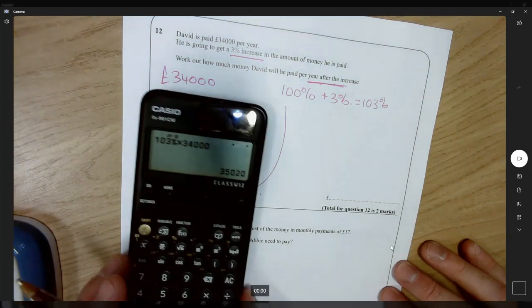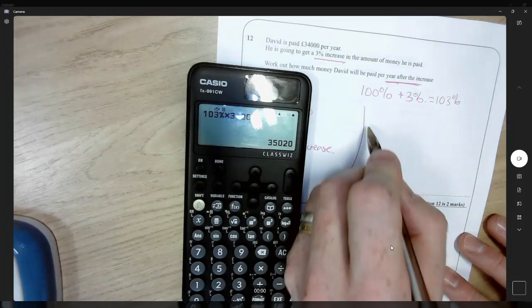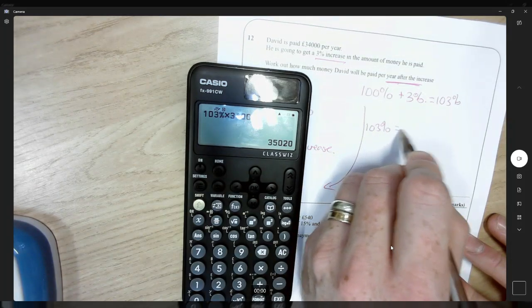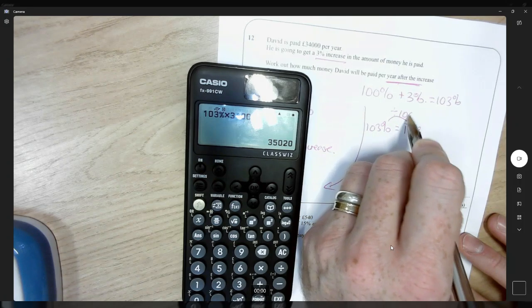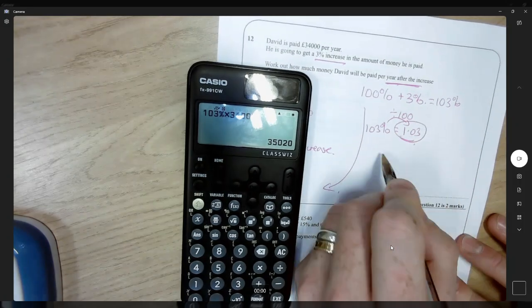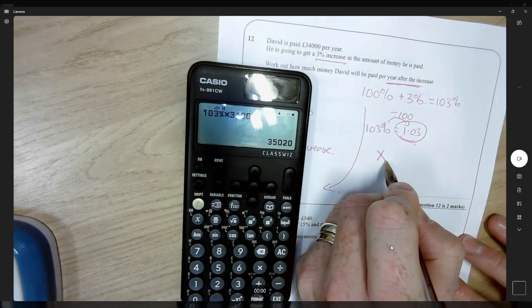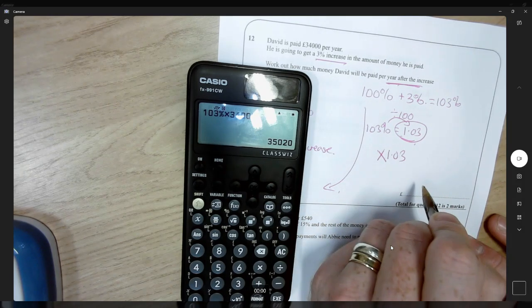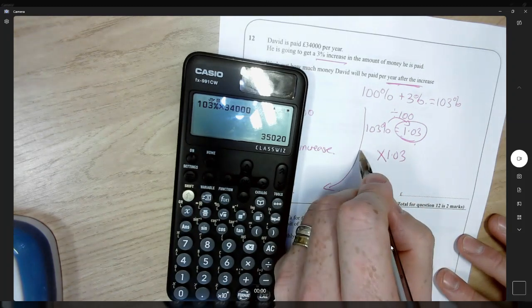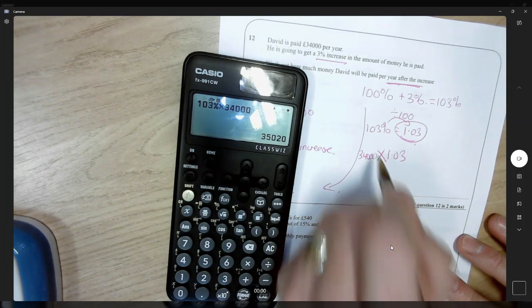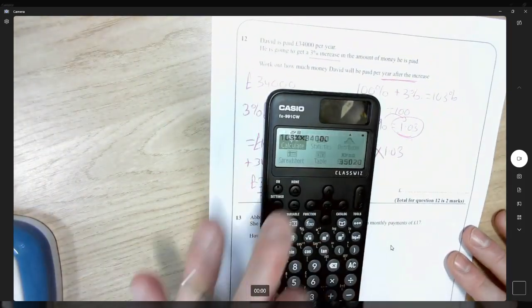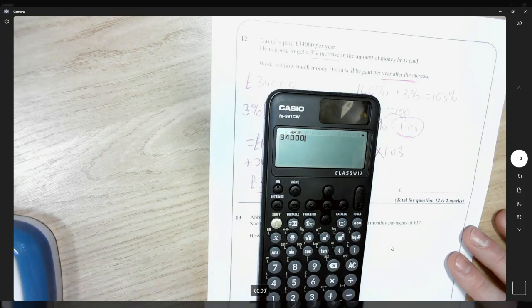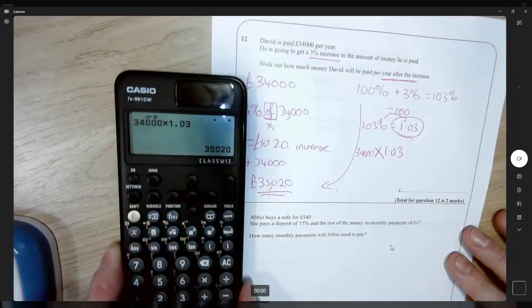There's a third way using multipliers. Remember, we could say 103% is the same as 1.03. All we're doing is dividing by 100, and that's the multiplier. So if I multiply by 1.03, I would get a 3% increase. So if I do 34,000 times 1.03, I'll just show you, you get the same answer, 35,020.